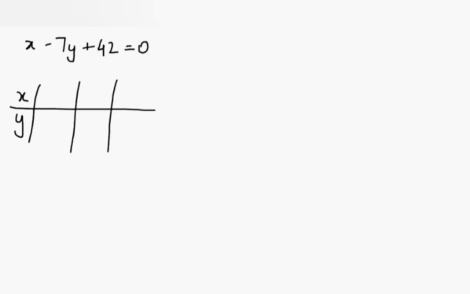Now if I take y equals 5, then x minus 35 plus 42. Therefore x is equal to minus 7. So we get minus 42 and plus 42, so this becomes 0. So this was it, nothing much to do about it. So this was the first.